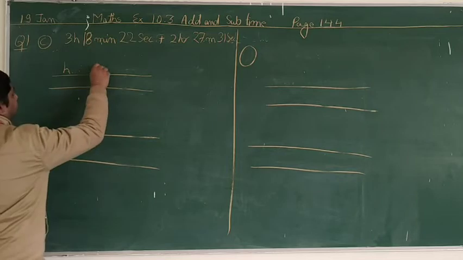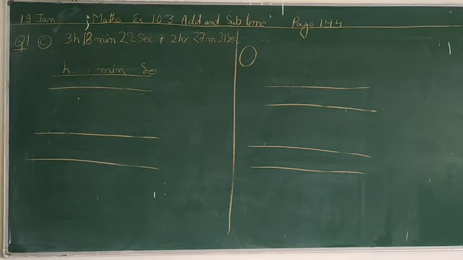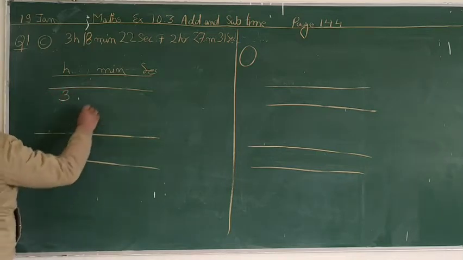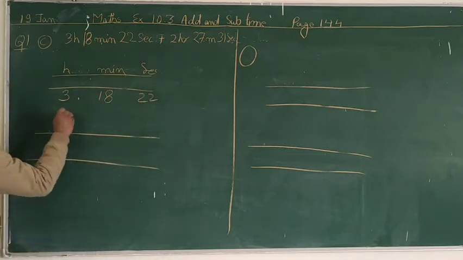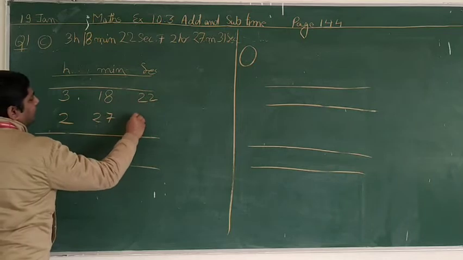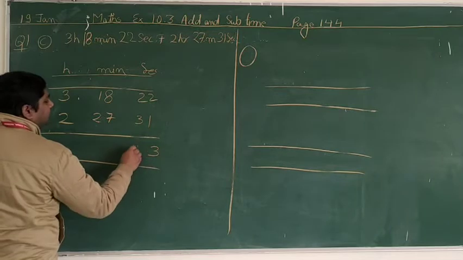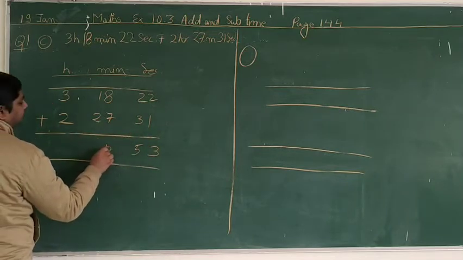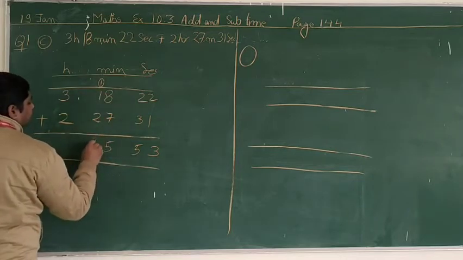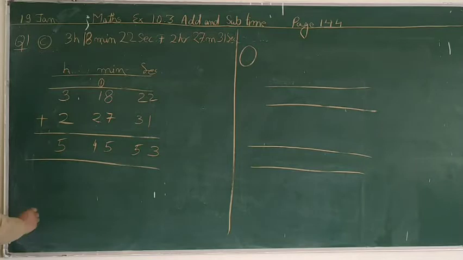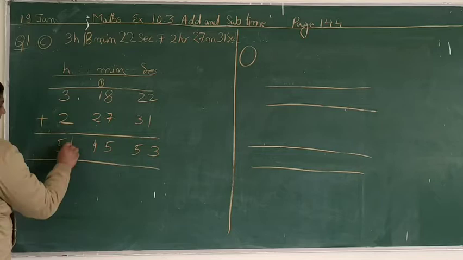Hours, minutes and seconds. We will have 3 columns now. Here are 3 hours, 18 minutes and 22 seconds. Here we will have 2 hours, 27 minutes and 31 seconds. Now we will add them. And this will be 3, 5. Here we will have 1 carry, and this will be 45, and this will be 5. So we have 5 hours, 45 minutes and 53 seconds.